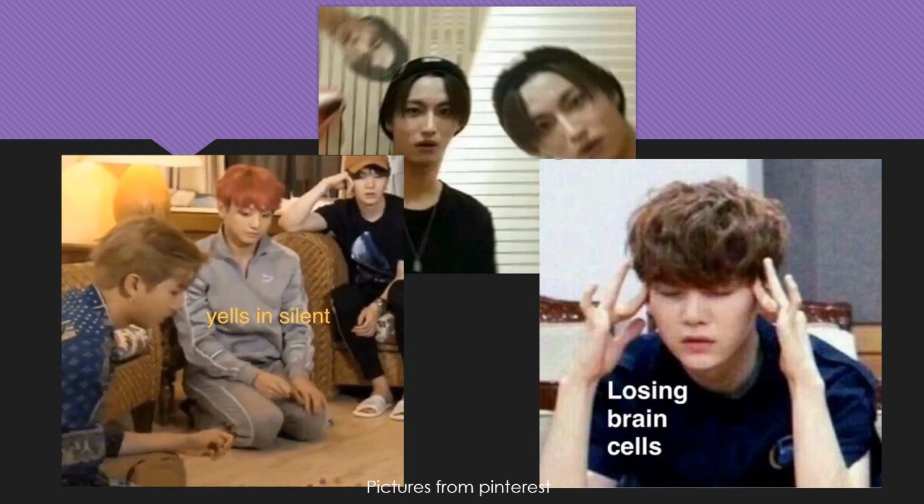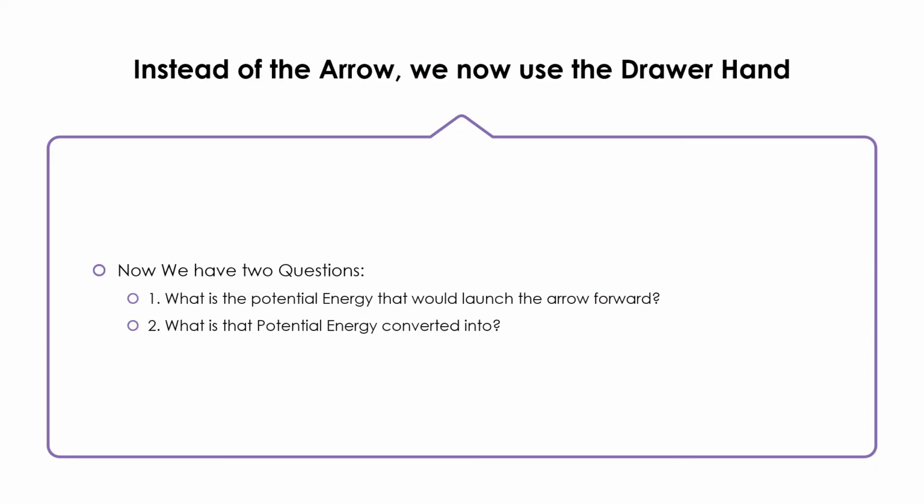As you can see very clearly here by my visual representation of my brain trying to figure out what on earth I am supposed to do. But it was because of all of this chaos that I came up with my idea that the arrow wasn't the variable I was looking for. In fact, I was looking for my drawer hand and the forces acting on that, since that was what was removed. So, this is averted now. And now, instead of the arrow, we use the drawer hand.